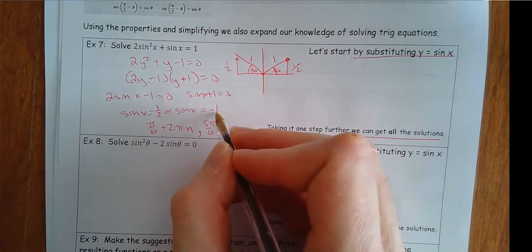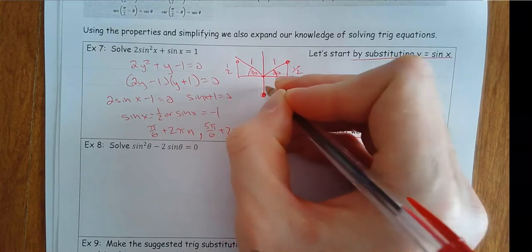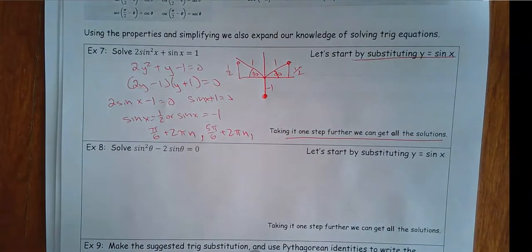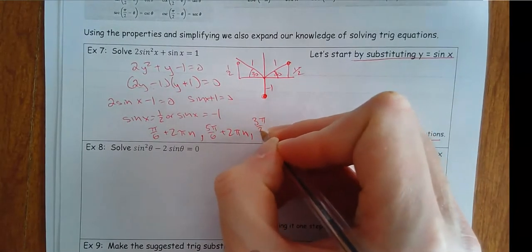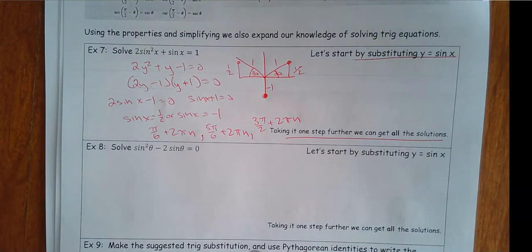Comma, now when does sine equal negative 1? There's only one time that the y coordinate is negative 1. That's when it's down here. So down negative 1, that's 270 degrees, which is 3 pi over 2. And I'll put in the 2 pi n just to cover all the possible solutions.